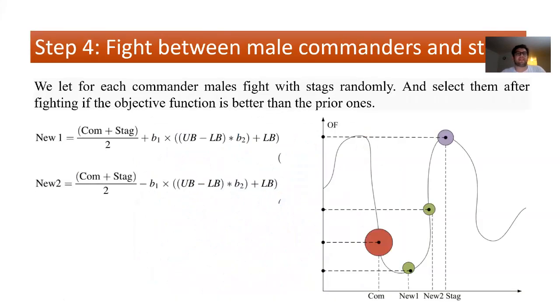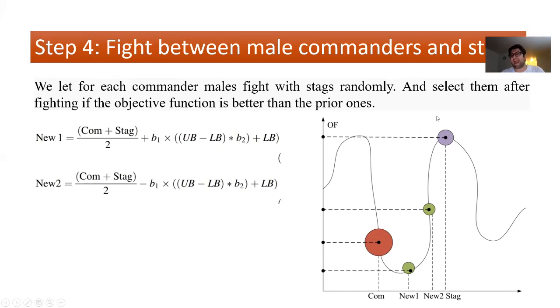The fighting process is like crossover, but it is very intelligent because we only select the best solutions. Assume that a stag and a commander are fighting. After this fight, we have a winner and a loser.